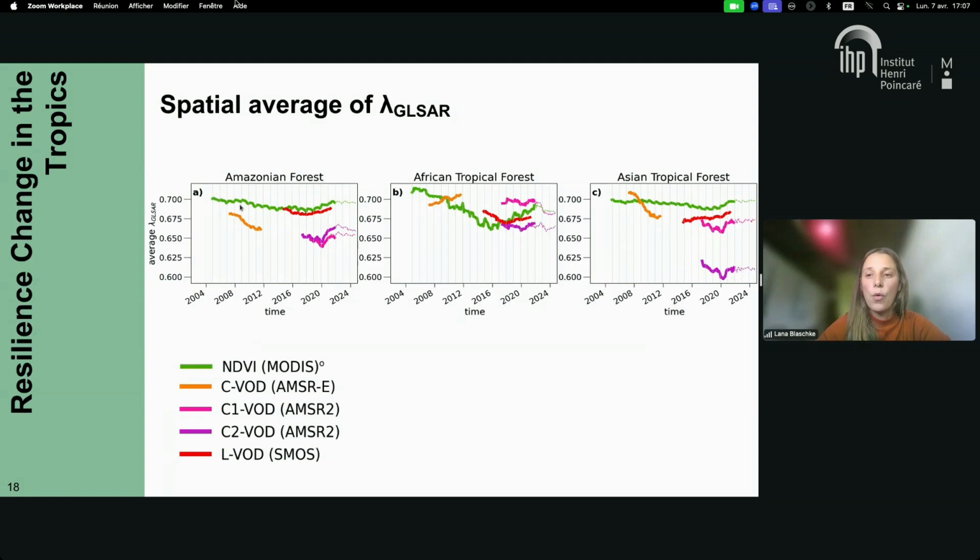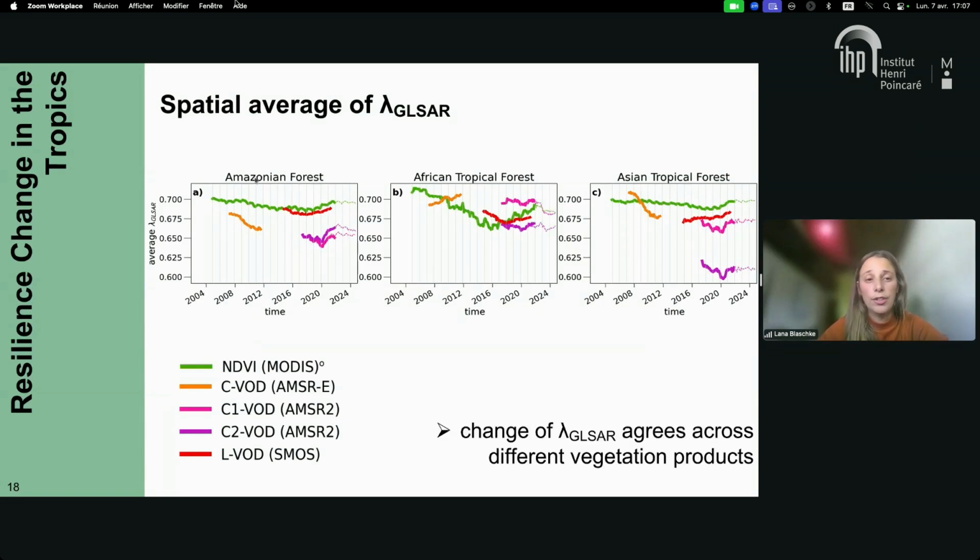What I found very interesting is that they agree very much in the general trends, the general behavior of this lambda GLSAR, even though they are from completely different sensors, wavelengths, whatever. So this is the first conclusion. And the second one is that one can see some resilience loss, especially pronounced until the year 2018. Then we don't really know how it goes until now, because we can't exclude human land use changes in the last 2 years. So that's the results.